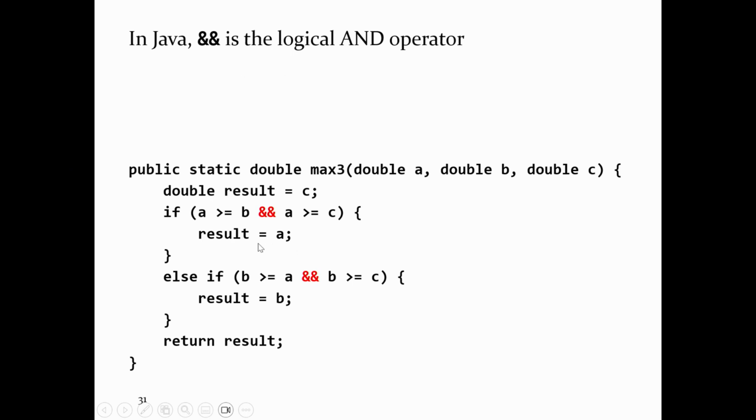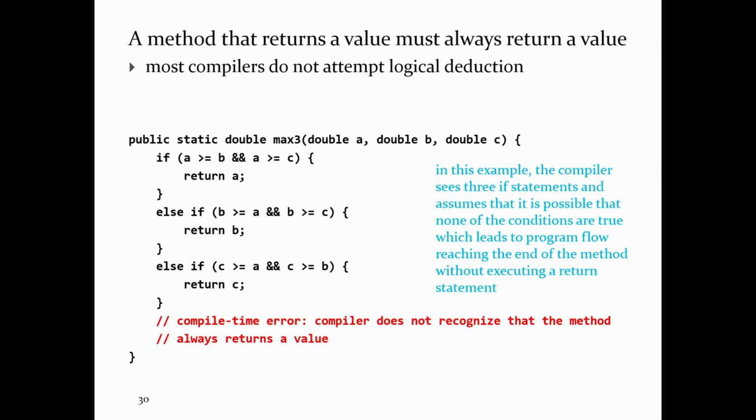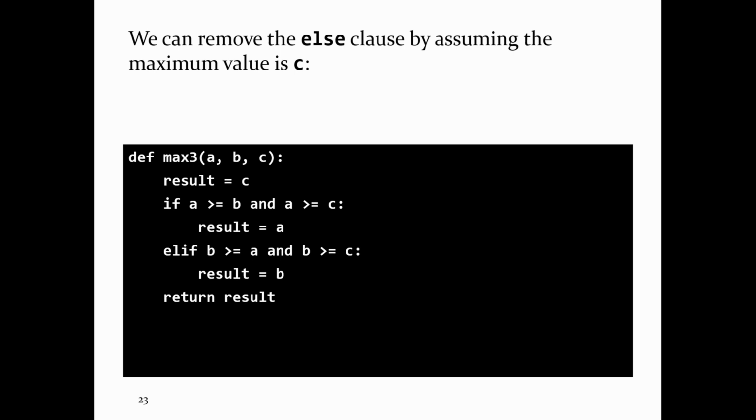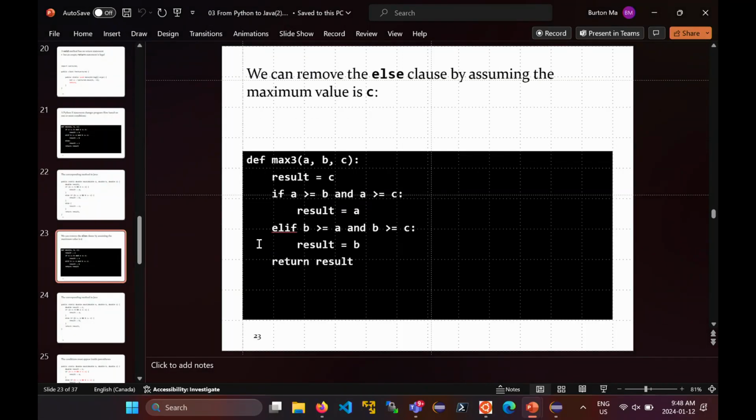Okay, so we've seen that double ampersand is Java's logical and operator. I should mention something here now, so I need to go find my Python code, sorry. Okay, so I'm going to duplicate this slide. So give me a second here.